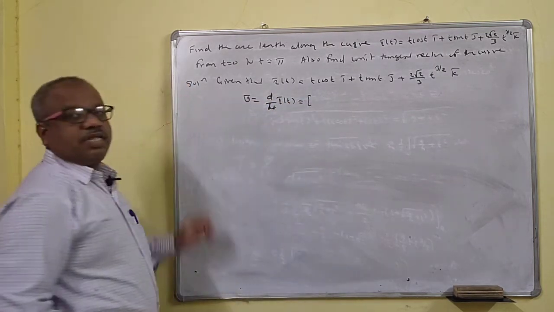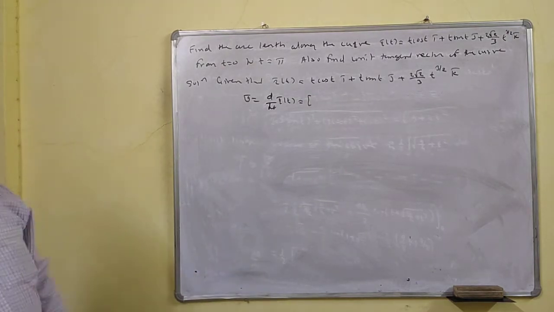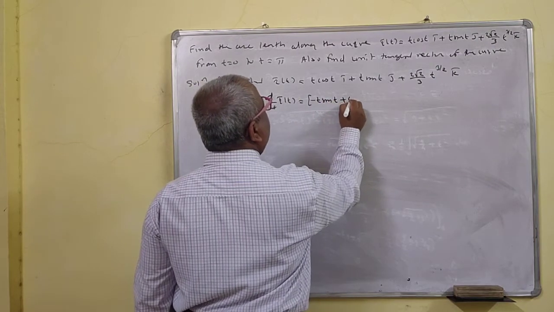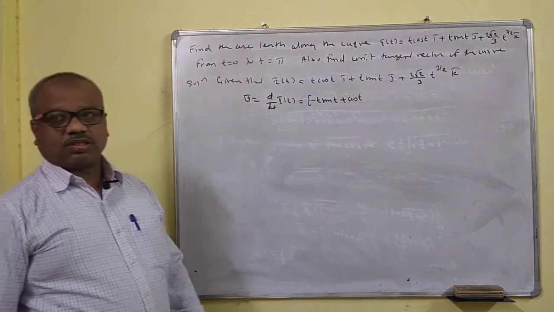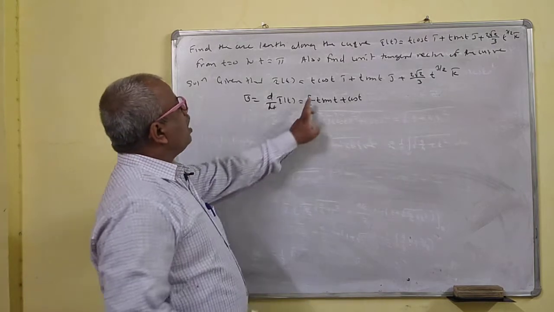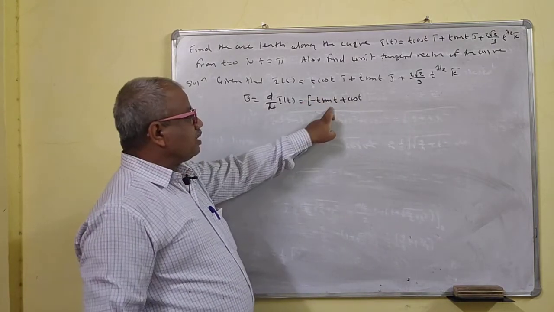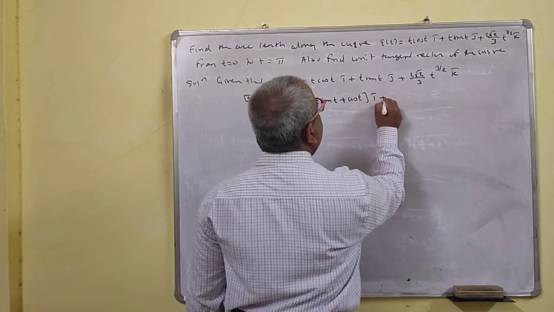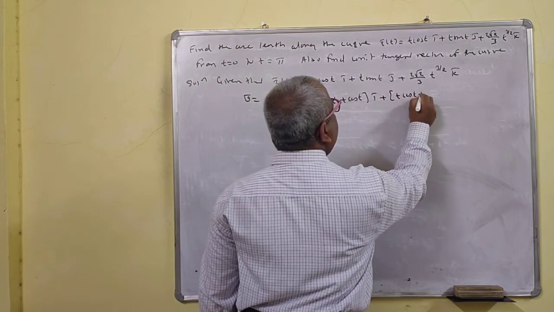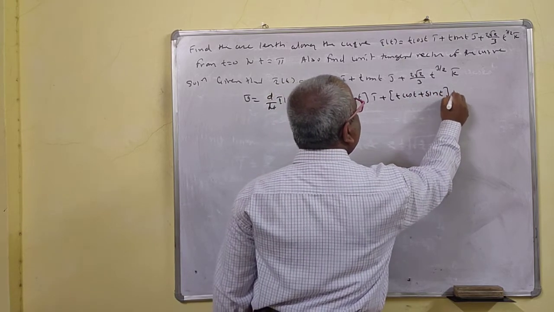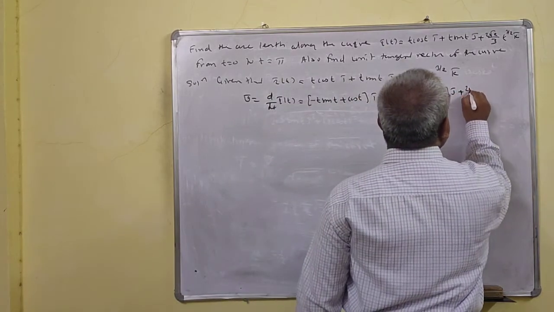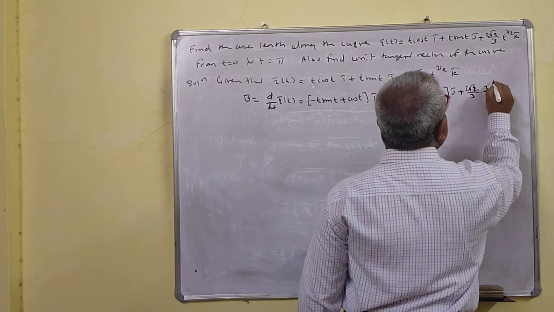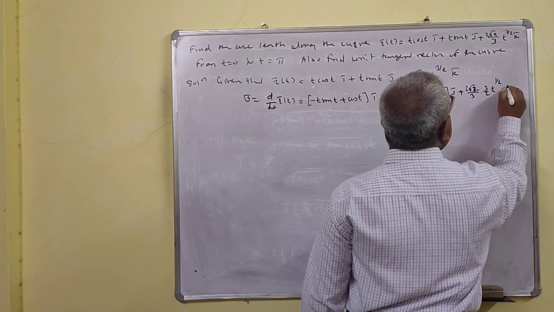Here I write in brackets because we have to apply the product rule. So minus t sin t plus cos t, and the derivative of t is 1. Here I have taken t, the derivative of cos t is minus sin t, then cos t as it is, and the derivative of t is 1. So this is i bar plus t cos t plus sin t j bar plus 2 root 2 upon 3 into 3 by 2 t raised to 1 by 2 k bar.